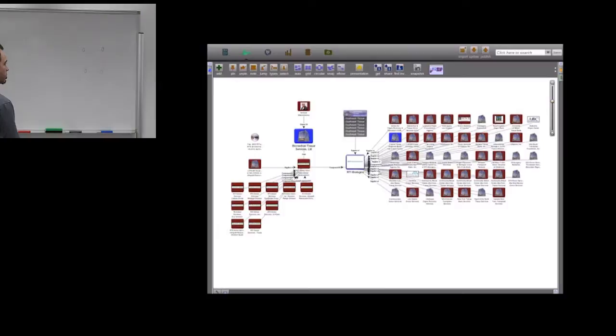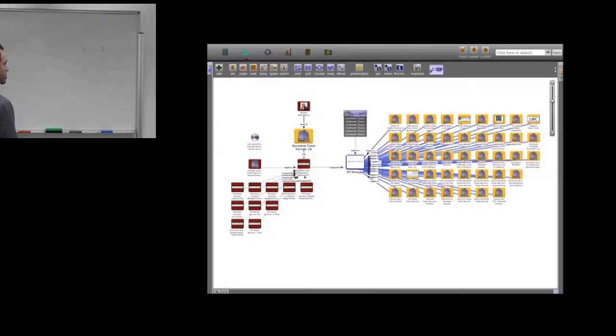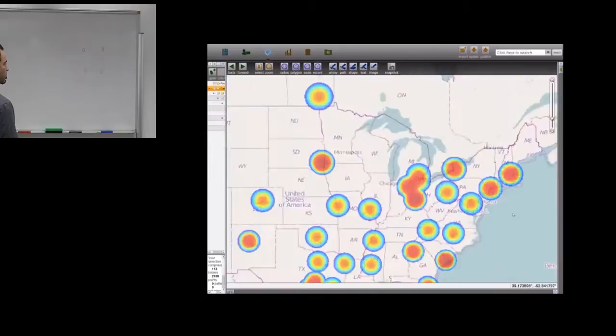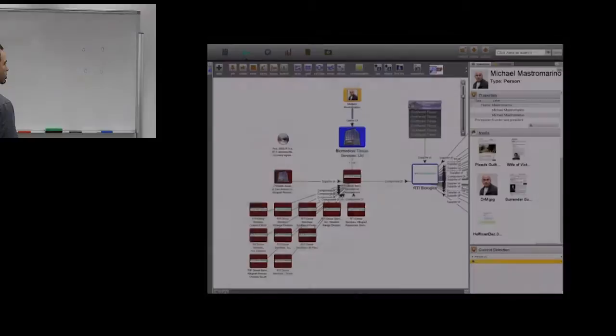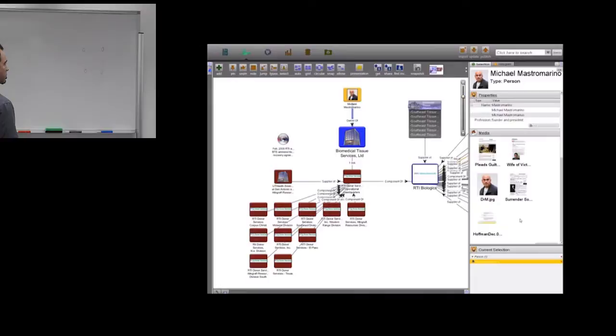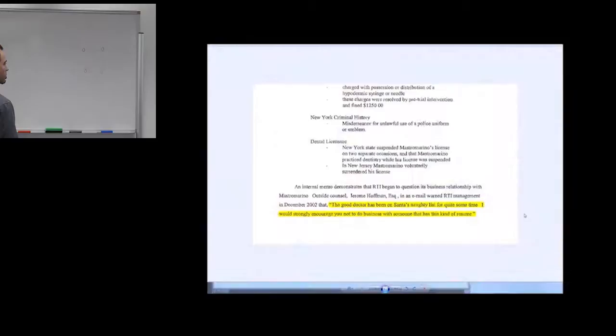Here at home, RTI operates a nonprofit called RTI Donor Services, which directly recovers tissue from American cadavers. RTI has also contracted with tissue banks in 23 states. One of those suppliers was New Jersey-based Biomedical Tissue Services. It was run by a former dental surgeon from Brooklyn, Michael Mastro Marino. RTI started working with Mastro Marino in 2002, but got nervous when staff complained that he was verbally abusive and had ties to organized crime.